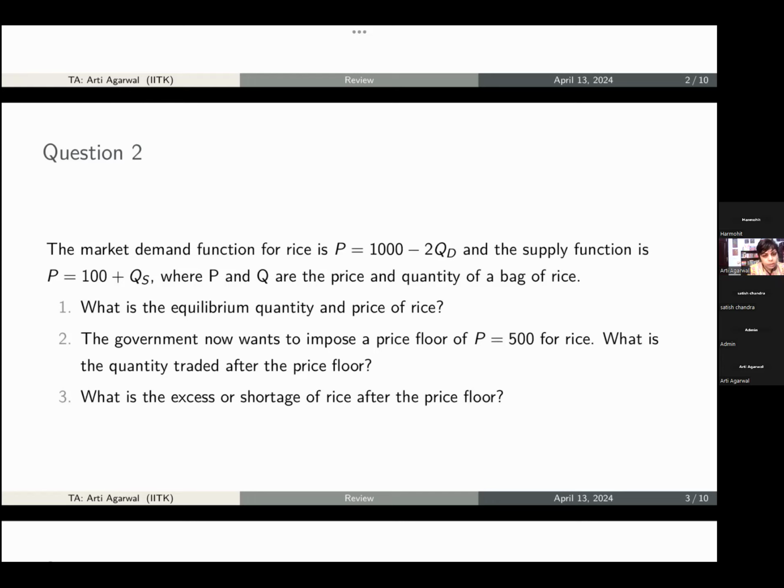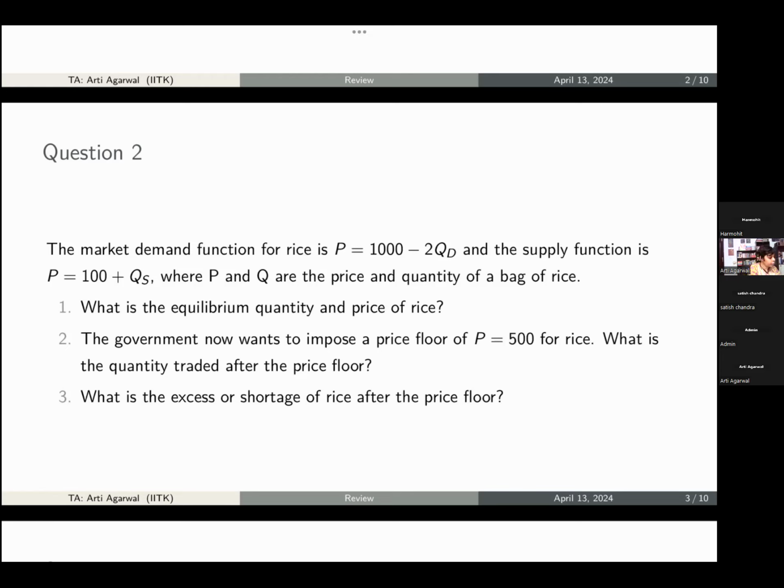Okay, so the next question is where you are given the market demand for rice and the market supply for rice. And you are asked, first of all, to find the equilibrium quantity and price of rice. So, does anybody want to attempt it? The first part at least is pretty simple.